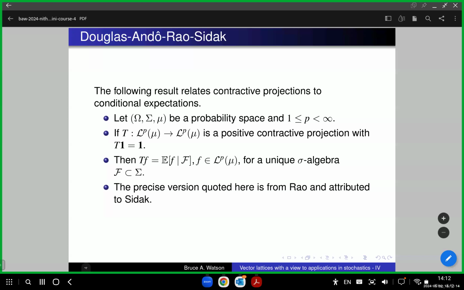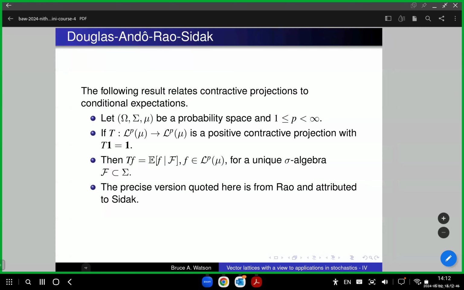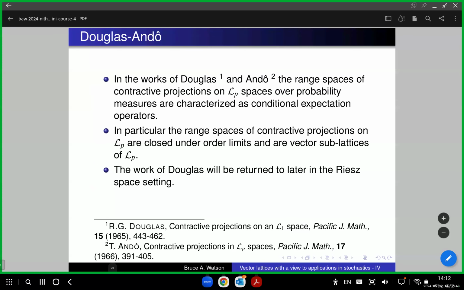Then T can be expressed as a conditional expectation operator with respect to some sigma algebra, and this sigma algebra is uniquely determined by the map T. And Rao attributed this specific version back to Sidak. However, the building blocks of this result were established by Douglas and Ando. Douglas worked with the L1 case and Ando with LP.